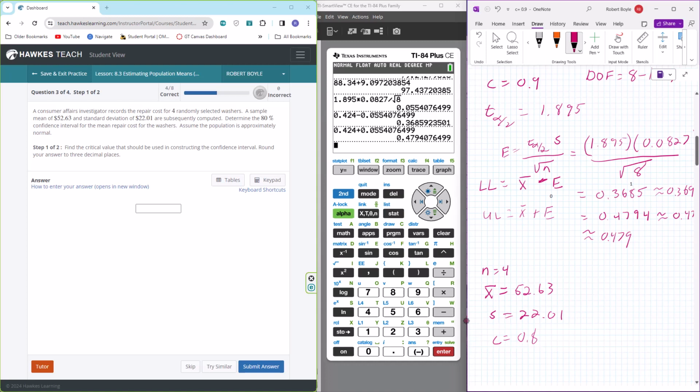So if C is 0.8, then alpha is 1 minus 0.8, which is 0.2. And then alpha over 2 is equal to 0.1. My degrees of freedom is going to be equal to my sample size minus 1, or 3.